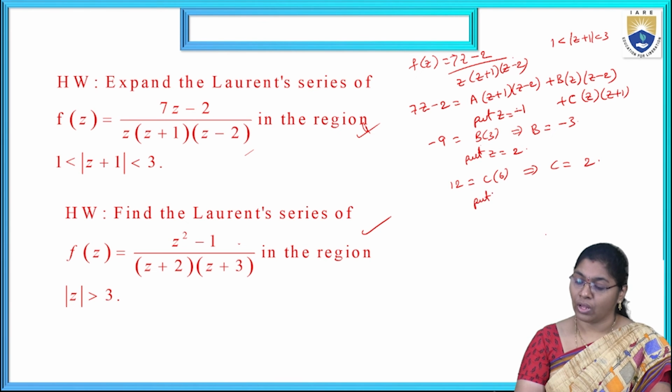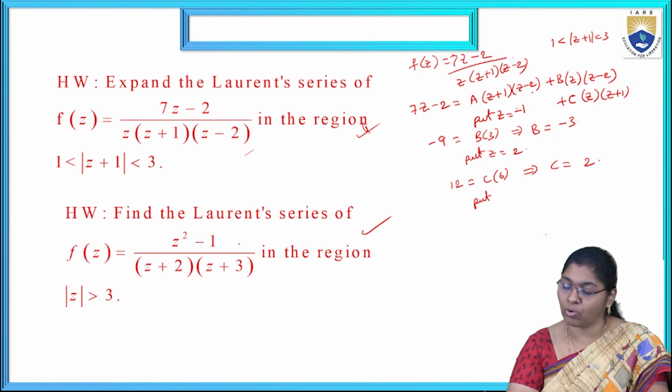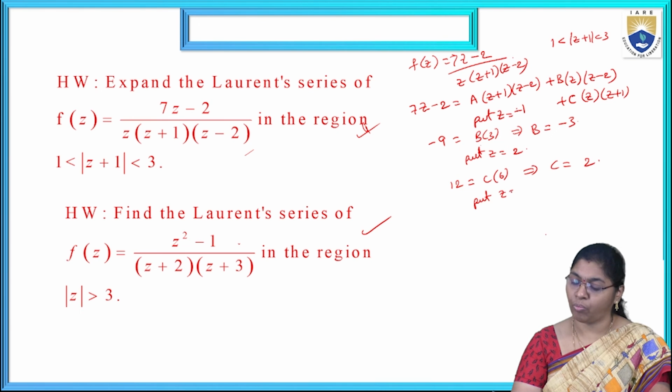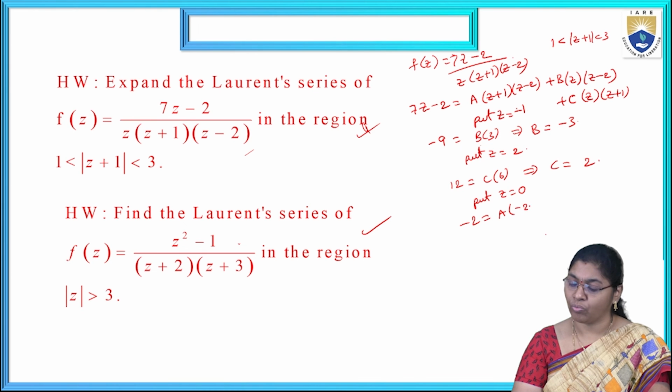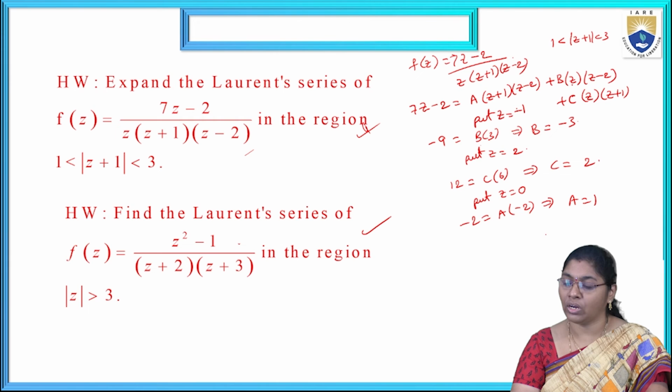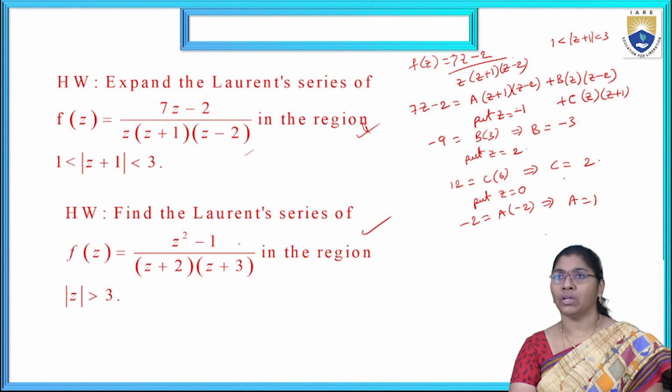Next, z equal to minus 1 and z equal to 2 are already completed. Now put z equal to 0. Then the left side is minus 2. Z equal to 0 means a into (0 plus 1)(0 minus 2), that is minus 2 total. That implies a equal to 1. B and C terms are both 0. So we have b equal to minus 3, c equal to 2, a equal to 1.